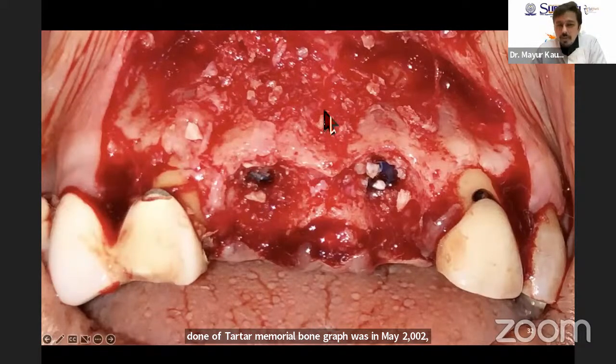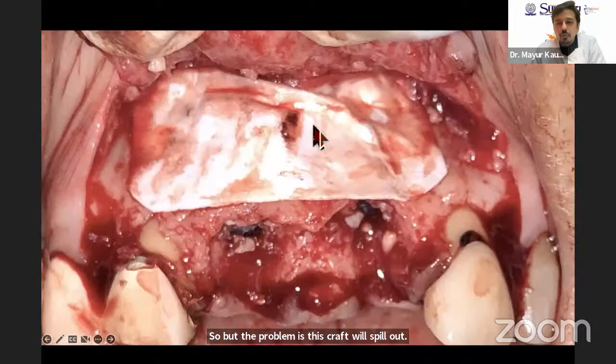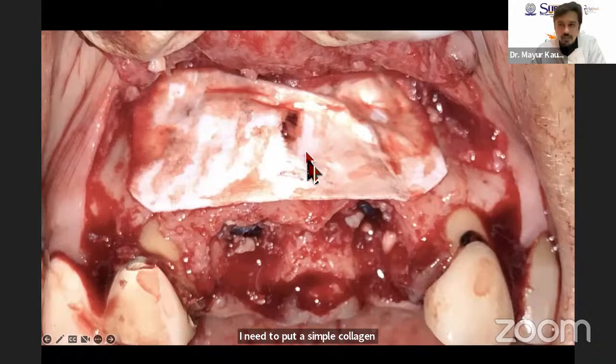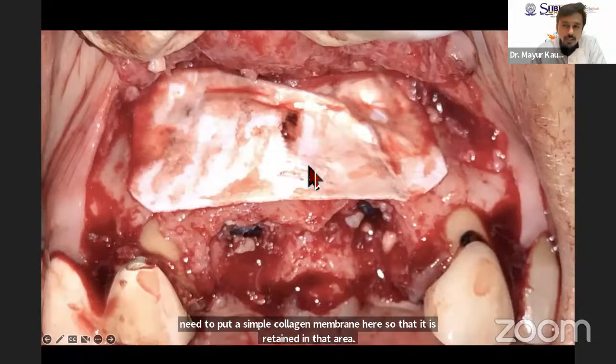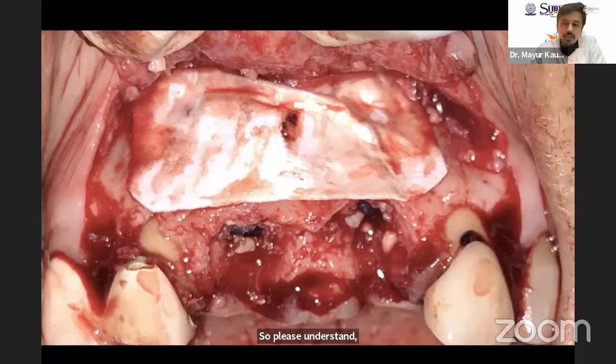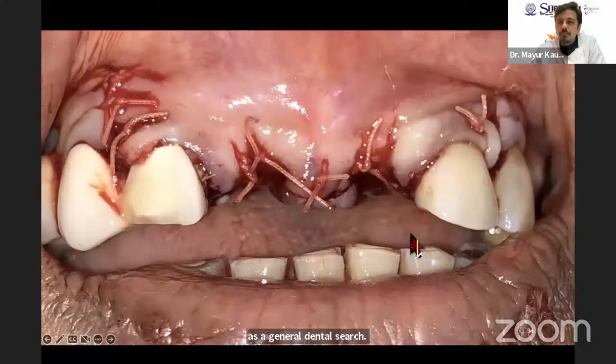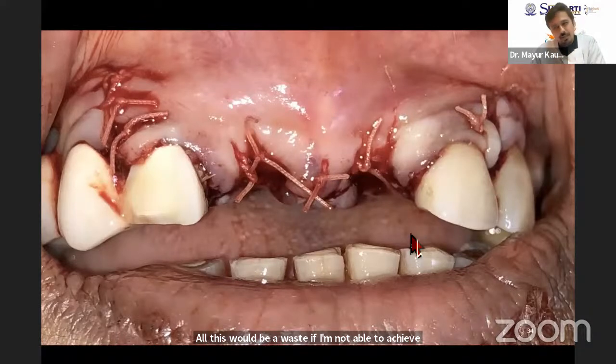But the problem is this graft will spill out. It will come out from this area, this window. So what do I need to do? I need to put a simple collagen membrane here so that it is retained in that area. Please understand, no amount of diagnosis can replace your surgical skills as a periodontal surgeon, or at least as a general dental surgeon. All this would be a waste if I'm not able to achieve primary closure. So primary closure is a must, otherwise it will fail.